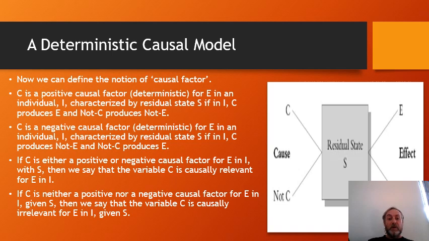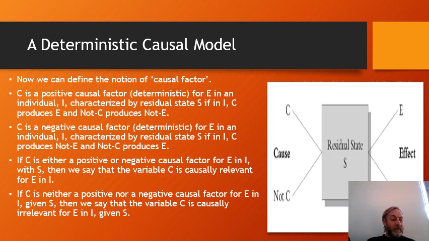C is a positive causal factor if C produces E and not C produces not E. So fair skin would be a cause of skin cancer if having fair skin produces cancer and not having fair skin does not produce cancer. We'll see later that that seems pretty strong. Obviously, not everybody who has fair skin ends up with cancer, just like not everybody that smokes gets cancer. But we're starting with this notion so we can then get subtler notions later.